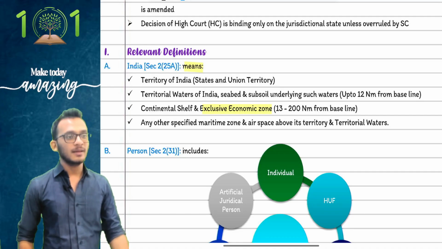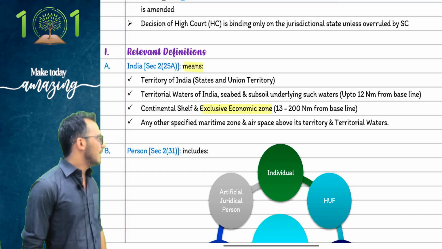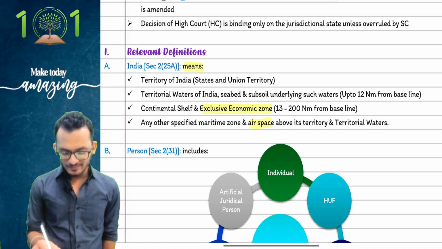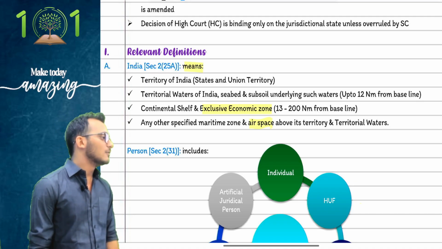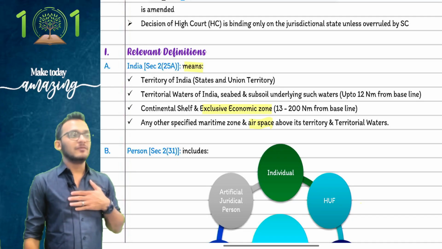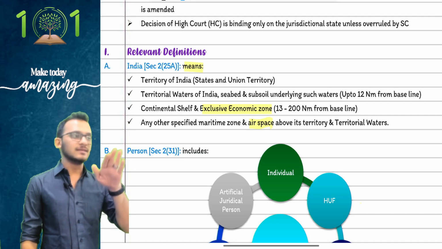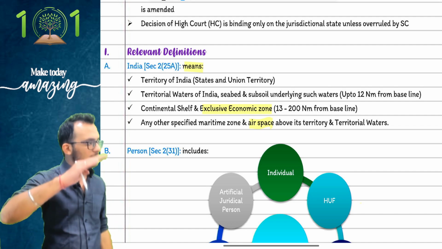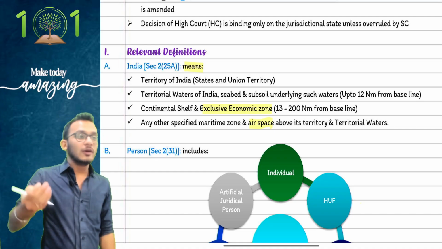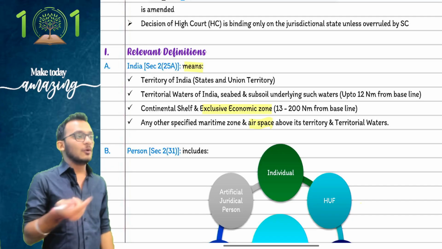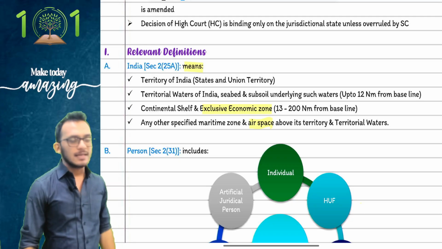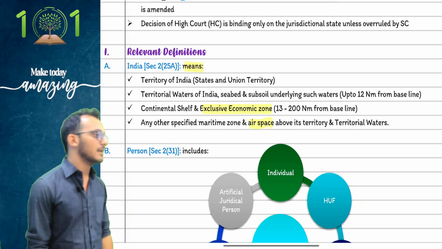Next, any other specified maritime zones, which basically clarifies that air is also covered. So any kind of areas, people, which we discussed right now: when I discussed the land, it is India. When I went to waters, it was India. When I went to the island, if it is within 12 nautical miles, it is India. If I'm going underwater, it is India. If I'm going underground, it is India. If I'm going above here, it is India. All are part of the definitions for income tax purposes.